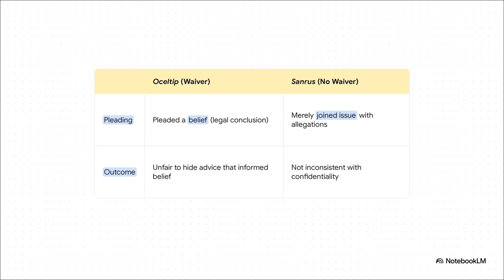They didn't make a positive claim about their own state of mind, and the court said, you know what, just denying an allegation isn't inconsistent with maintaining privilege. No waiver. This is such a critical distinction to get your head around.